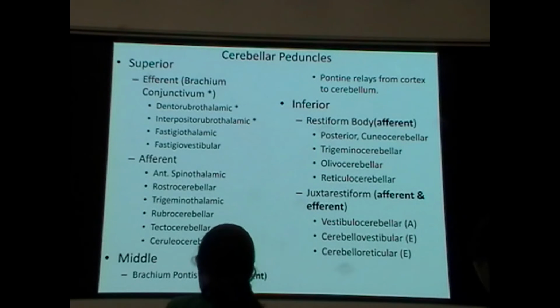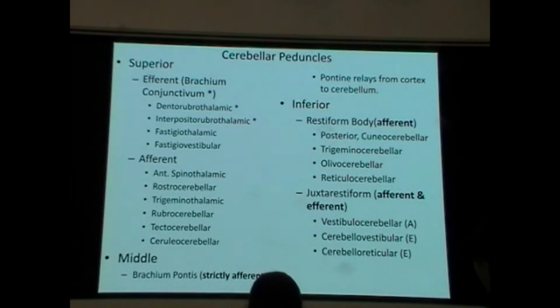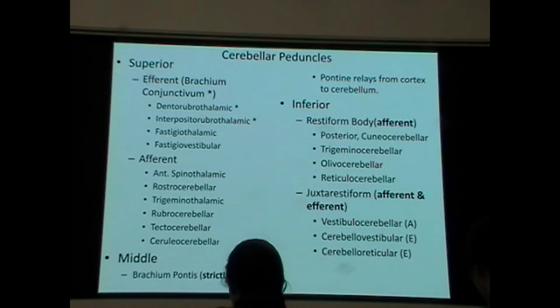Now the middle peduncle is called the brachium pontis. There are no efferent pathways from the cerebellum to the pons and then to the cerebral cortex. All of the information in the pons ascends into the cerebellum. These are the relays from the cerebral cortex to the cerebellum. So it's only an afferent pathway, and it's the largest arm. It's the largest peduncle.